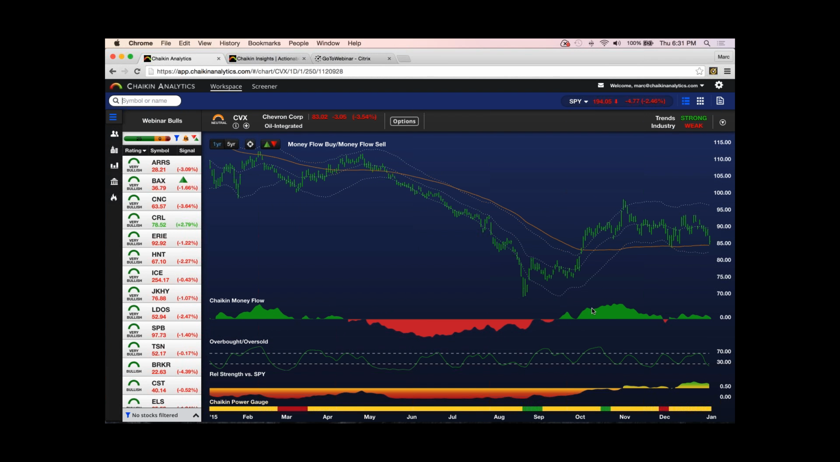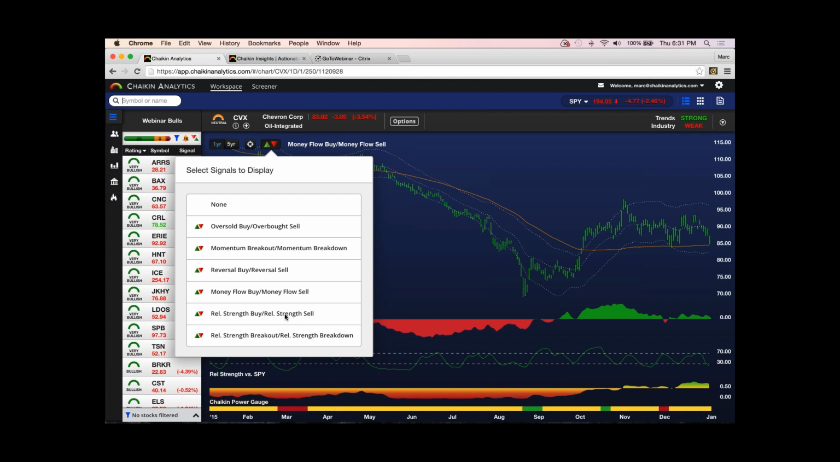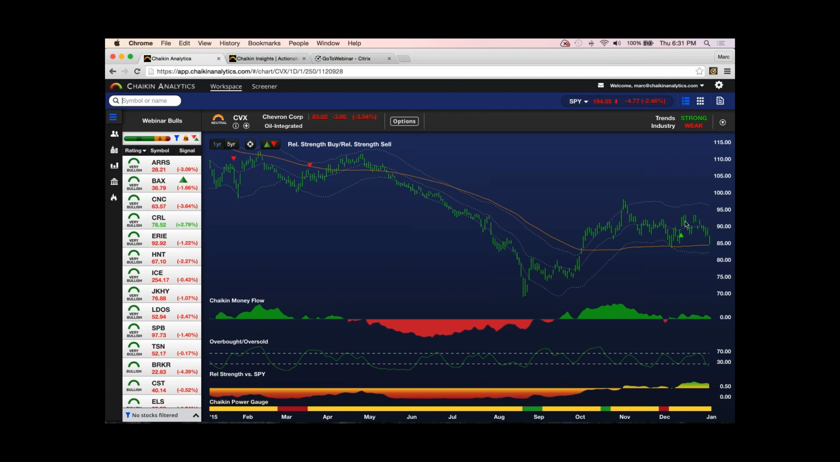Yep, because of the money flow. And you were right. Whereas the price of crude oil is dropping to new lows, Chevron is holding about 15% above its low. Money flow is very strong. The stock's outperforming the market. The power gauge rating is neutral. Interesting stock. What do we want to look for here? We want to look for a relative strength buy signal, and that's going to come when it moves back up through its 21-day average, but we're in a choppy market here.